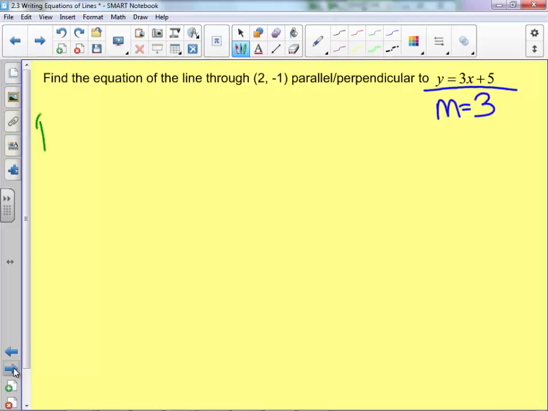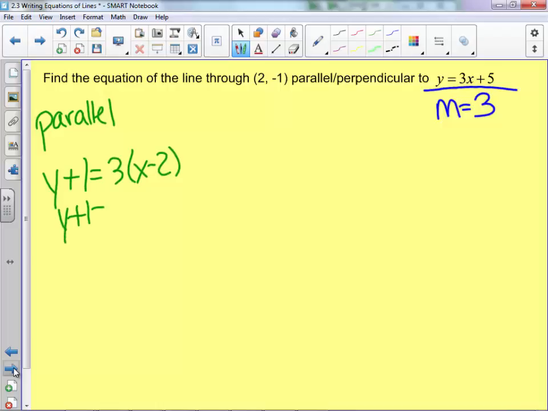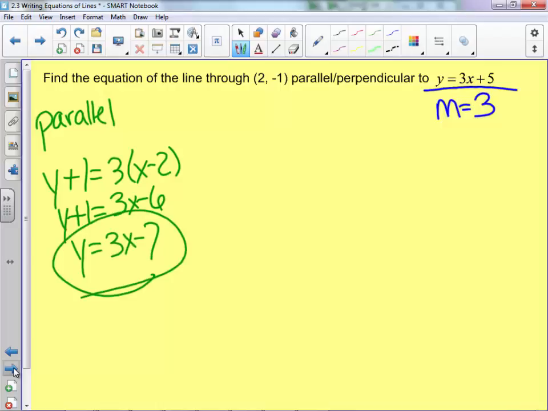And now for parallel, remember we use the same slope. And now we've got a point and a slope, so we'll use our point slope formula. So there's the equation of the line parallel.